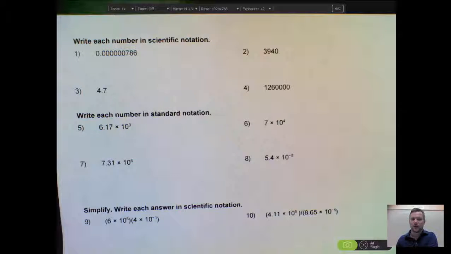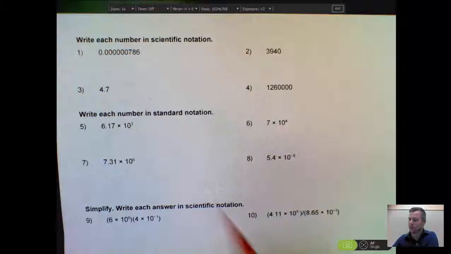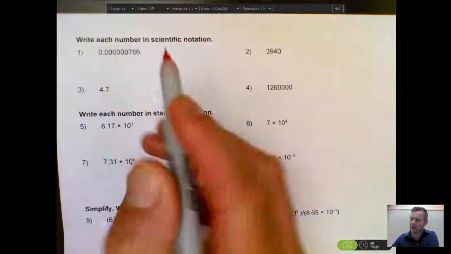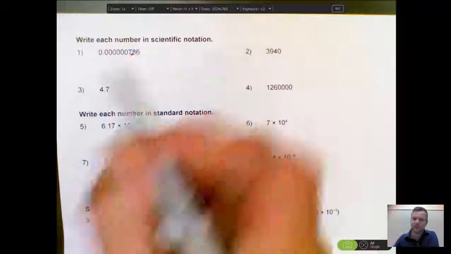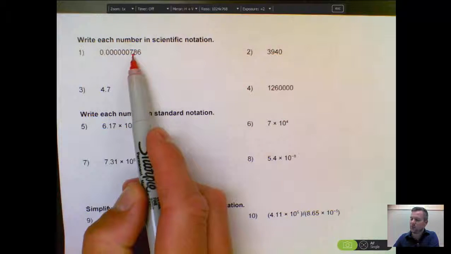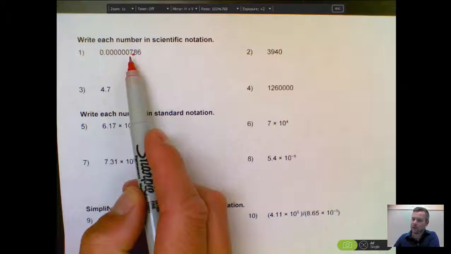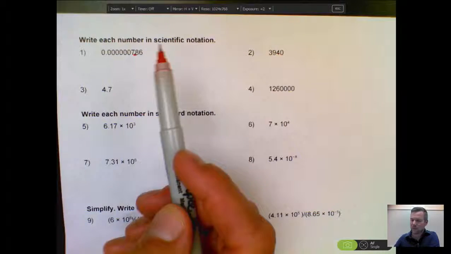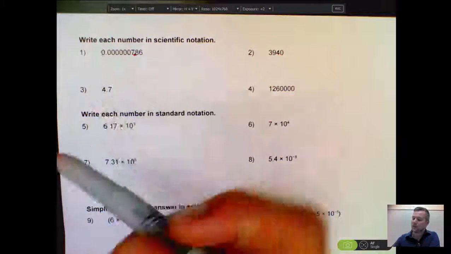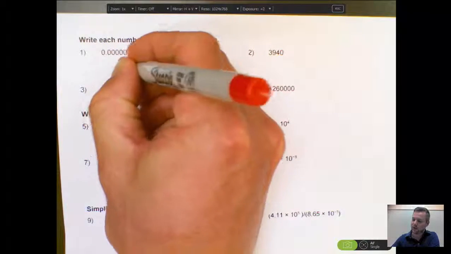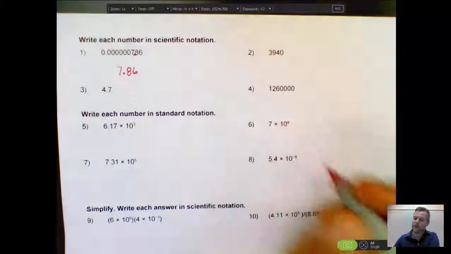Write each number in scientific notation. So I'm going to take my decimal right here. I'm just going to draw a decimal so that the decimal is placed such that to the left of it there's only one non-zero number. So in this case, the 7. I couldn't put it between the 8 and the 6 because then there would be 2 place values when we want 1 place value. So I know I'm going to write down 7.86, and you can go ahead and do that. That's our first step.